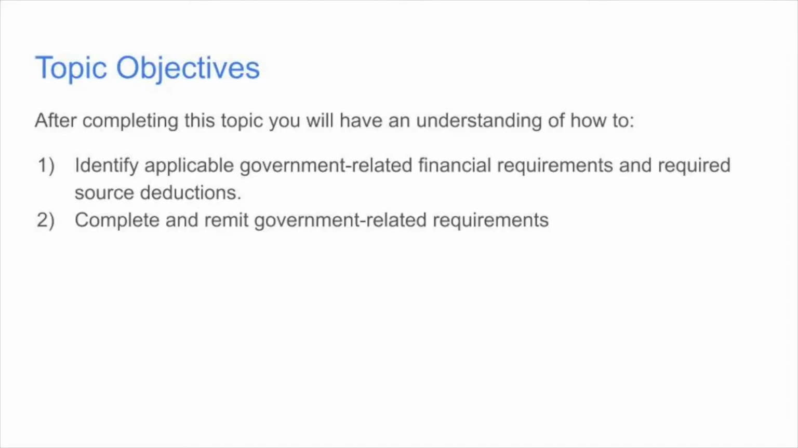So first and foremost, what I'd like to do is to talk about what we're going to be doing in this unit. Well, really, we're going to identify applicable government-related financial requirements and what we call source deductions, which are basically deductions that you have to take out of your employees' paychecks to be able to send to the government. And then we're going to look at the remitting process. How do you actually send this?